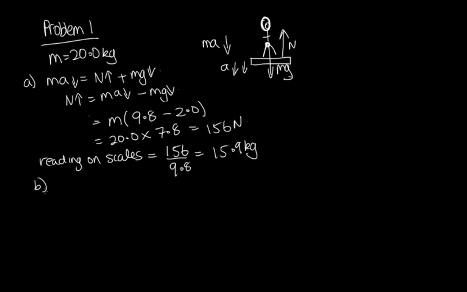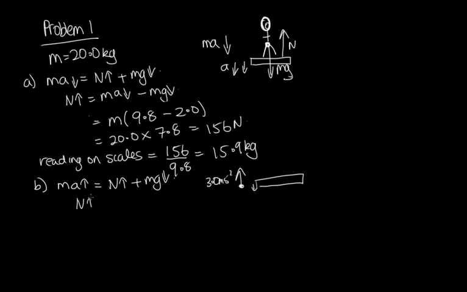Okay, part B. We now have that the lift is travelling downwards but slowing down. And so as the lift slows down in the downwards direction, the acceleration is actually in the upwards direction. And we're told that the acceleration is equal to 3.0 meters per second per second. So what we're going to do is the same thing as we did up here, use Newton's second law. So we've got the mass times the acceleration, but the acceleration is in the upwards direction this time. And we've still got the normal force acting upwards, and the weight force acting downwards.